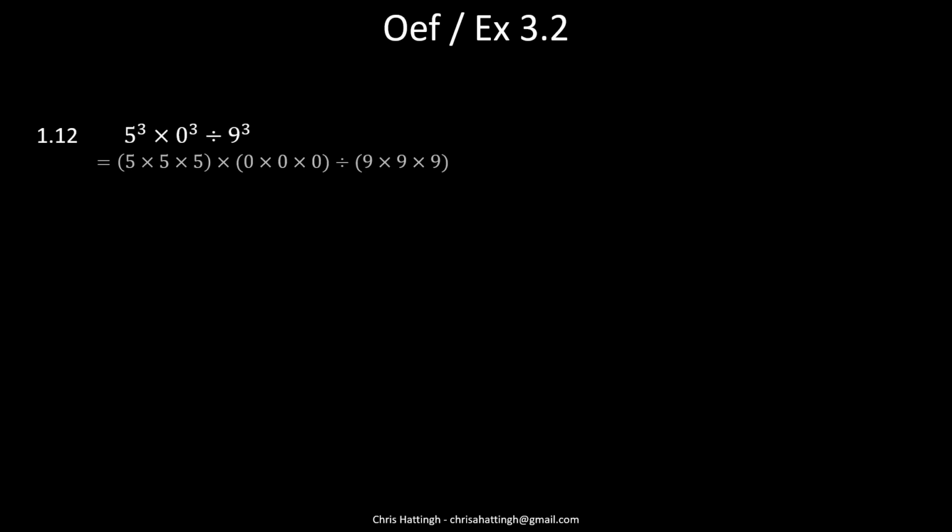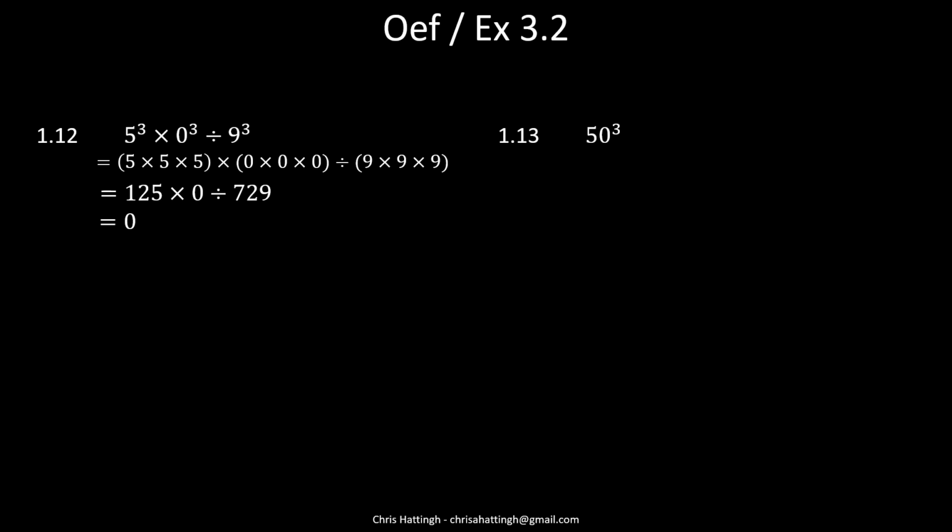Number 12, 5 times 5 times 5 times 0 times 0 times 0 divided by 9 times 9 times 9. So it's 125 times 0 divided by 729. So 125 times 0 is 0, and 0 divided by 729 will give you 0.